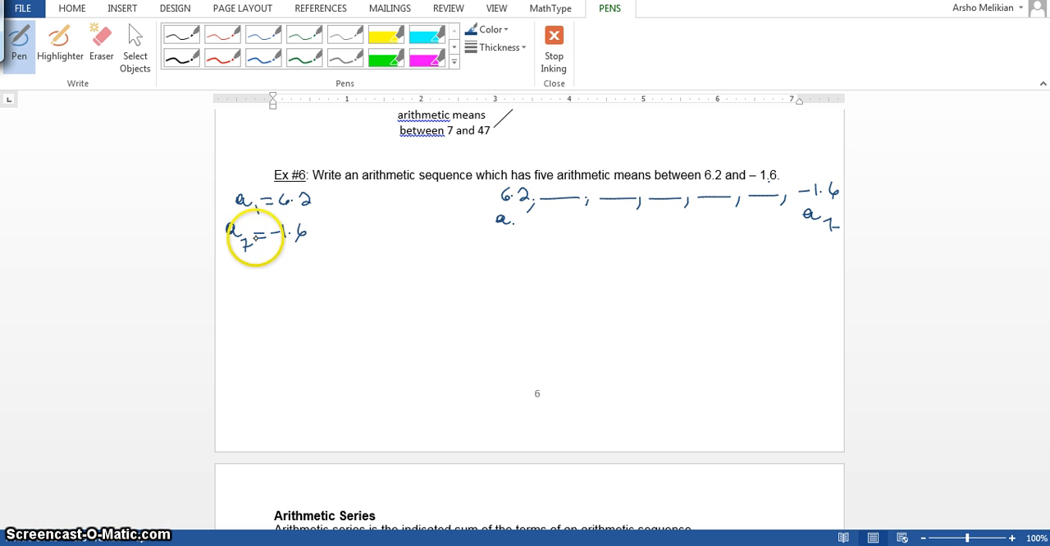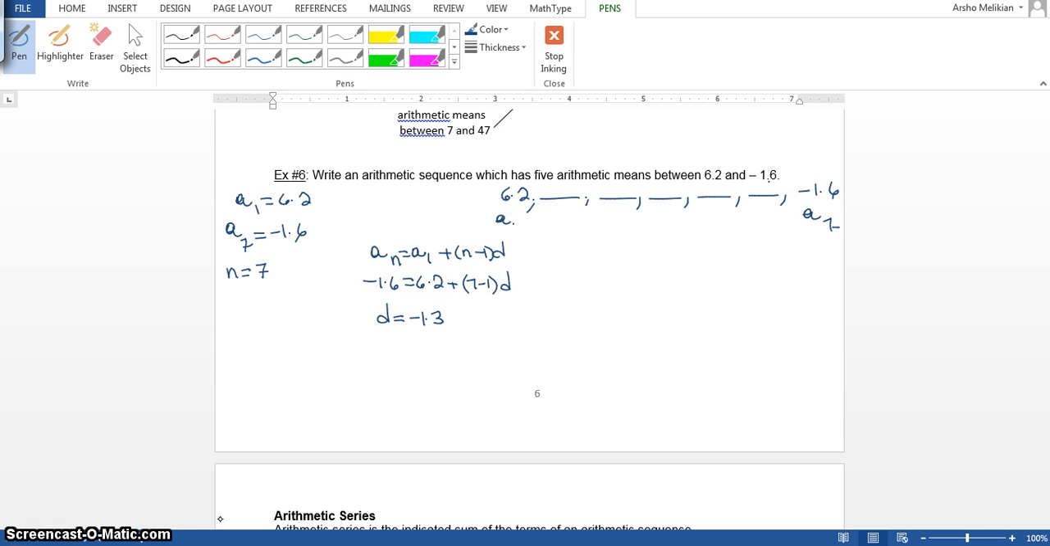That means, how much is n? If I have A7, that means n is equal to 7. Okay? So let's plug all this into our formula. AN is equal to A1 plus n minus 1 times D. So we have negative 1.6 is equal to 6.2 plus 7 minus 1 times D. Once I have D, I could just keep adding that same value to each of these and I can get the numbers in between. When I solve this equation, I get that D is equal to negative 1.3.